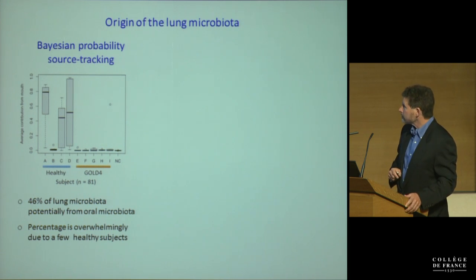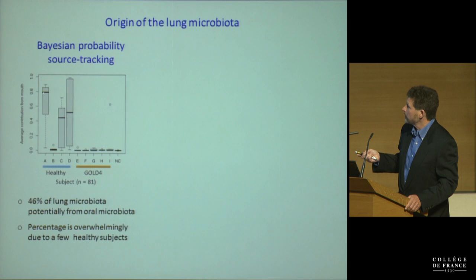We also, with these samples, analyzed the origin of the lung microbiota using a Bayesian probability source tracking approach. And so this analysis indicated that up to 46% of the lung microbiota in these samples is potentially from the oral microbiota. However, if you look more carefully at the data from the individual samples, you can see that this is very largely driven by 3 of the 4 healthy lung samples. And in all of the COPD lungs, there's very little evidence for the oral microbiota contributing to the lung microbiota.